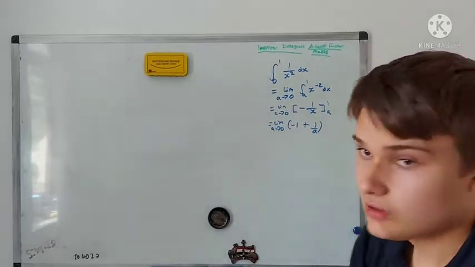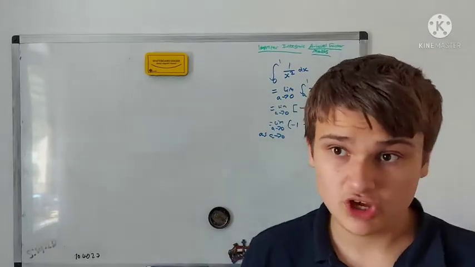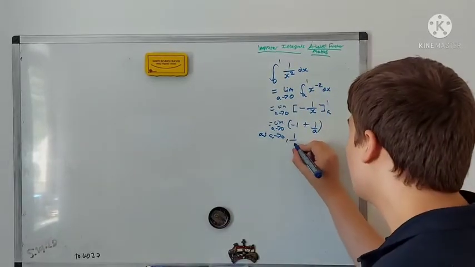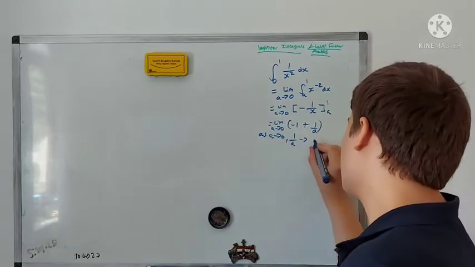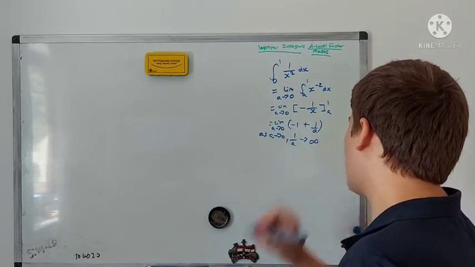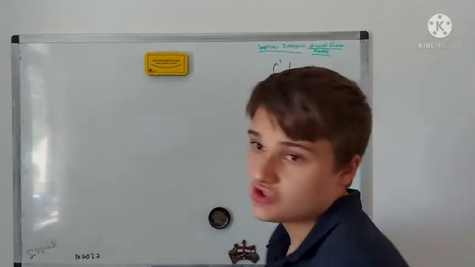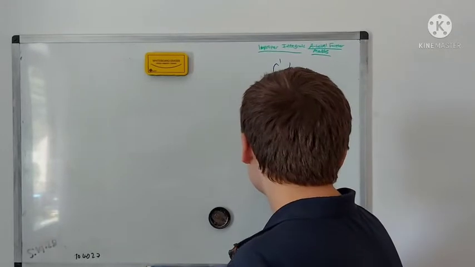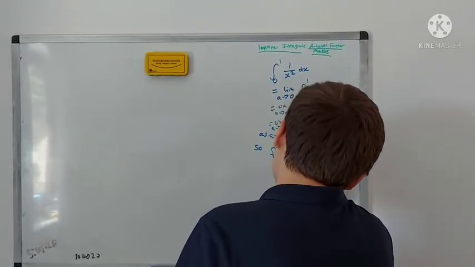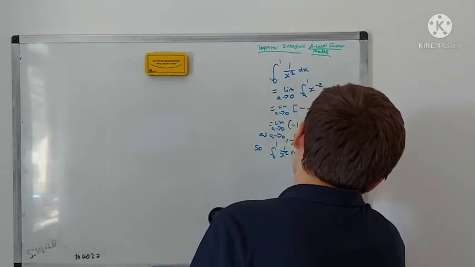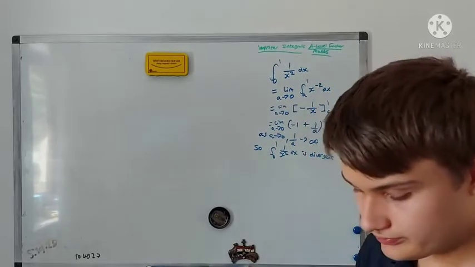So as a tends to 0, as we know, 1 over a will tend to infinity. So our concluding statement would say something like, so the integral between 0 and 1 of 1 over x squared dx is divergent. It's not converging, it is diverging away.